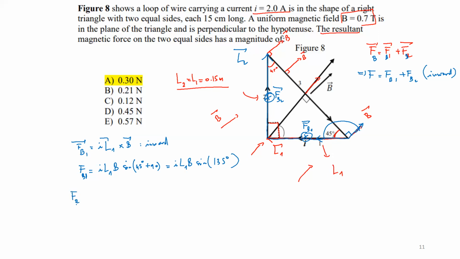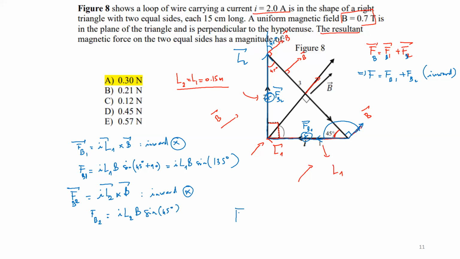What about FB2? FB2 is also inward. Okay, it is I L2 cross B. If you use the right-hand rule, you see that it's inward, inside the page. Now in magnitude, FB2 is I L2 B sine the angle between L2 and B. L2 is this, and B is this. So the angle here is 45 degrees. So sine 45 degrees.